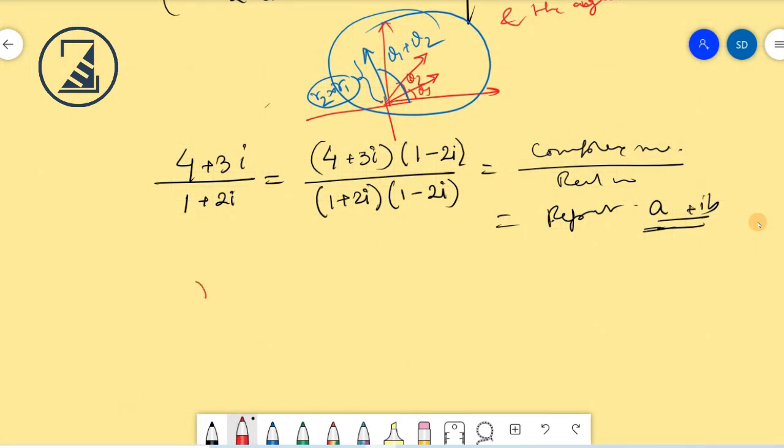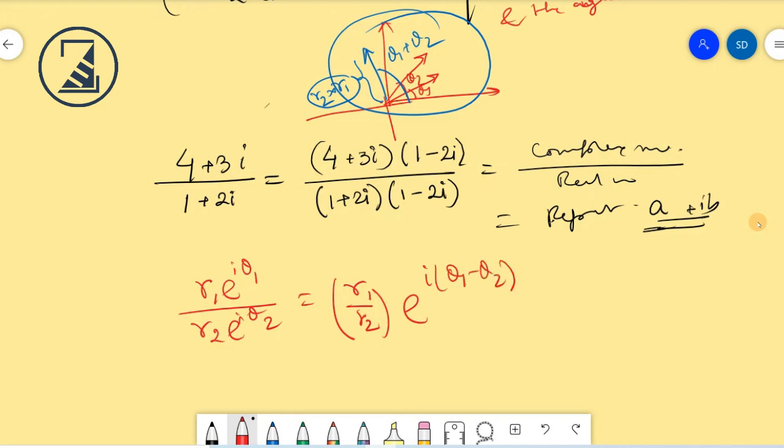Now let's see what division does geometrically. This is also straightforward. Say I want to divide two complex numbers. What will happen is the result will have a magnitude or modulus of r1 by r2, and the angle will be theta 1 minus theta 2.